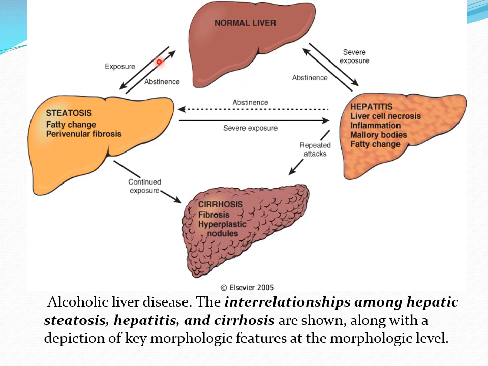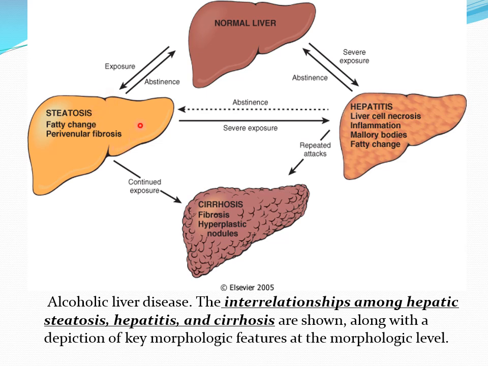Initially the liver is normal, then exposure to alcohol leads first to fatty change of the liver, steatosis, then it will change to hepatitis, or it may change to cirrhosis directly also. This steatosis is a reversible condition. When there is abstinence from alcohol, it will change back to normal liver. Or when severe exposure to alcohol occurs, it changes directly to hepatitis, but this is also a reversible condition. With abstinence from alcohol, it will be reversed to normal liver.